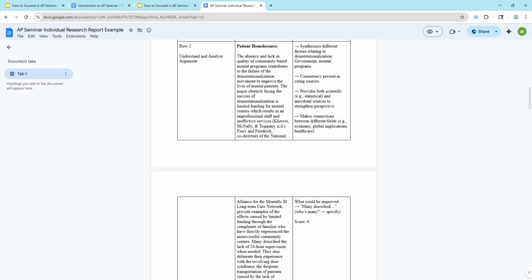So one of my students told me that this student who wrote this IRR could have improved the writing by specifying who's many when the student wrote right here, "Many described the lack of 24 hour supervision when needed." Still, for row 2, the student who wrote this IRR received a score of 6.